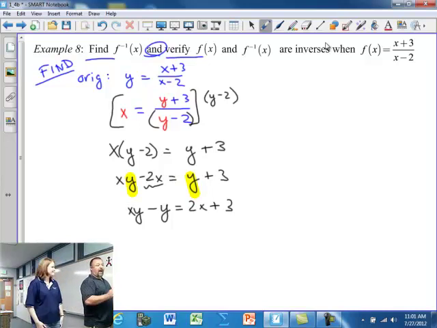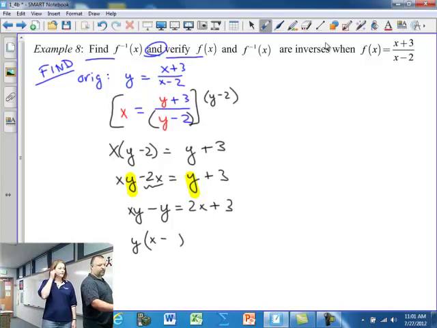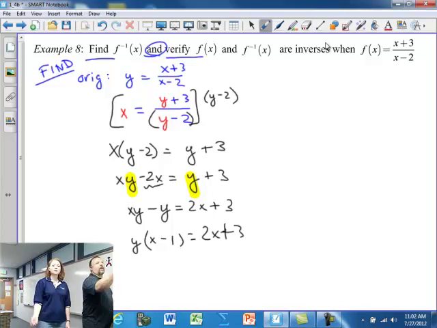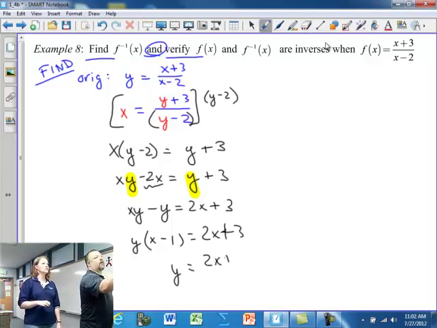Well, the good news is the y's are on the same side. The bad news is there's still more than one y, and we cannot add them together because they're not like terms. Any ideas? How about we factor out a y? What's the greatest common factor? y. So x minus 1 would be left over, and 2x plus 3. And now we can divide by the factor of x minus 1 so that the y is by itself. So 2x plus 3 over x minus 1.